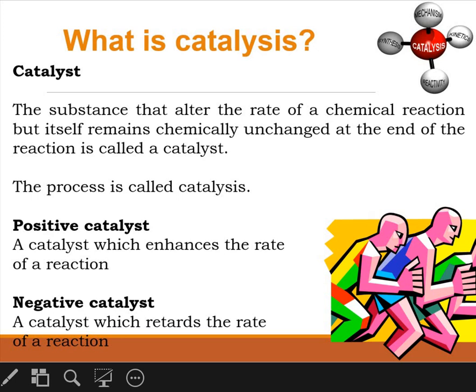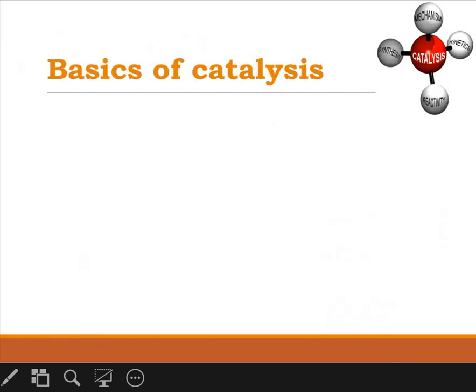If the catalyst enhances the rate of the reaction, then it is called a positive catalyst and the process is known as positive catalysis. In the same way, the catalyst which retards the rate of a reaction, retard means it decreases the rate of a reaction, is called a negative catalyst and the process is known as negative catalysis. So the substance either increases or decreases the rate of the chemical reaction. Then what is the basis of this catalysis?